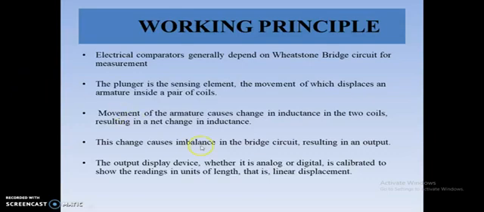Whether we are using analog or digital, the current flowing through the galvanometer will give an output. Now that output can be read from a display unit. It can be either analog or it can be in the form of digital, and it is generally calibrated in units of length, that is, it will show linear displacement.